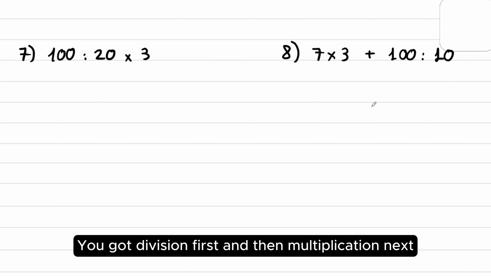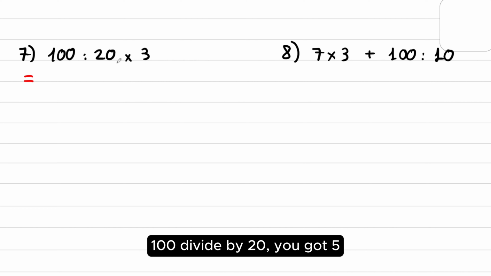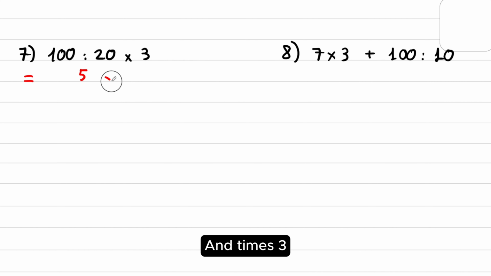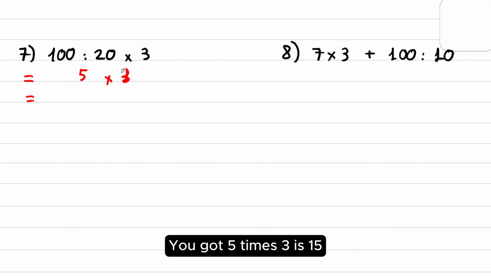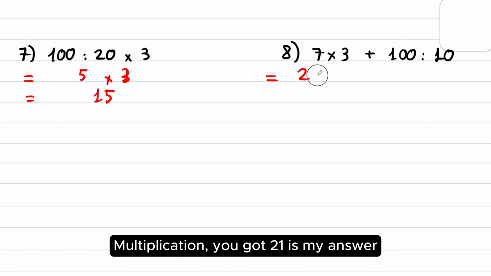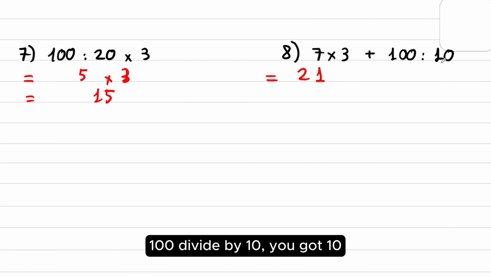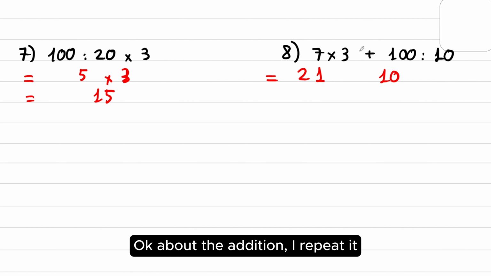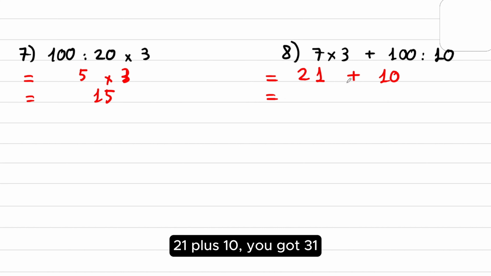Example 7, you have division first and then multiplication next. 100 divided by 20, you get 5, and times 3, 5 times 3, 15. Okay, so in the next one, multiplication and then division. Multiplication, you get 21 as my answer, and about division, 100 divided by 10, you get 10. Okay, about the addition, I repeat it. 21 plus 10, you get 31. Okay, that is question 8.